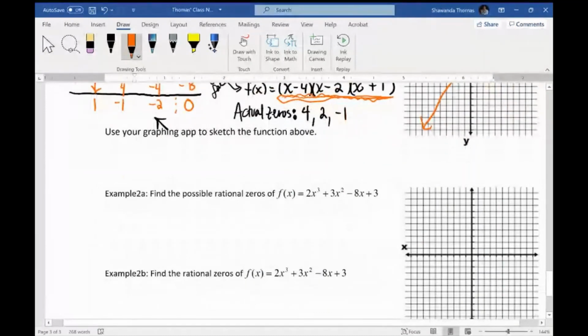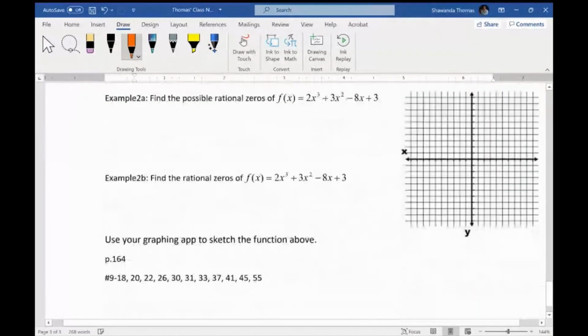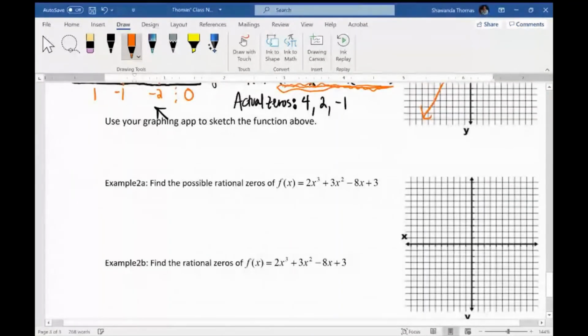Let's try one more for the road. Find the possible rational zeros. So what I want you to do, I'm going to give you 2 minutes to find the possible rational zeros. All right, starting now.